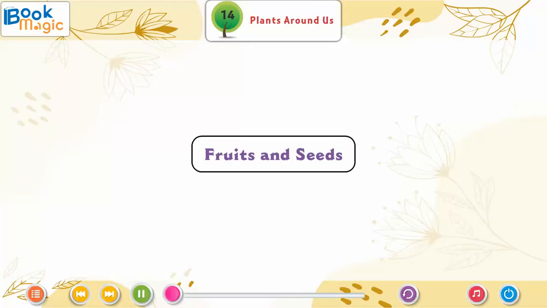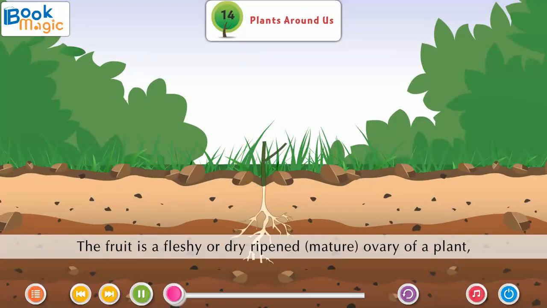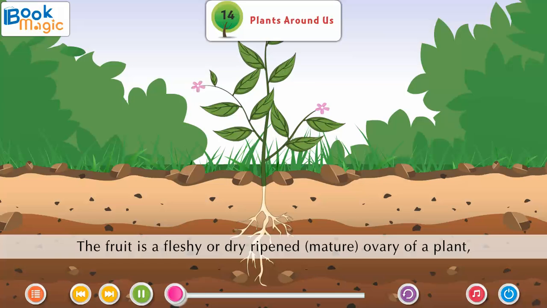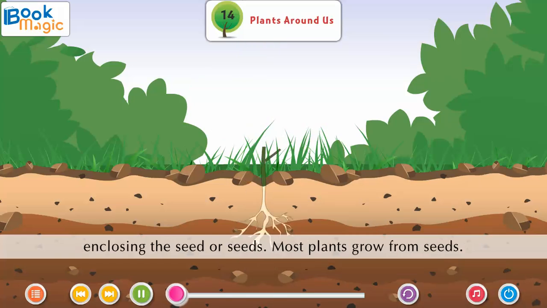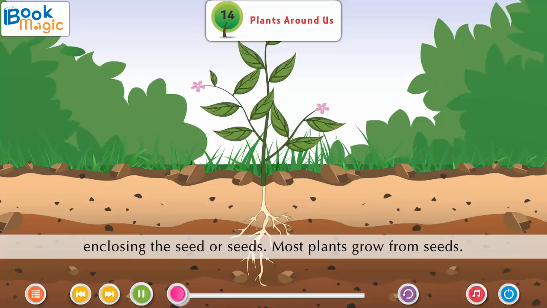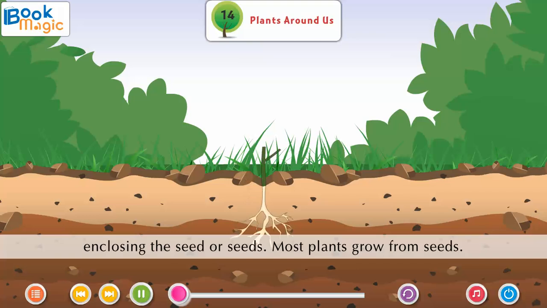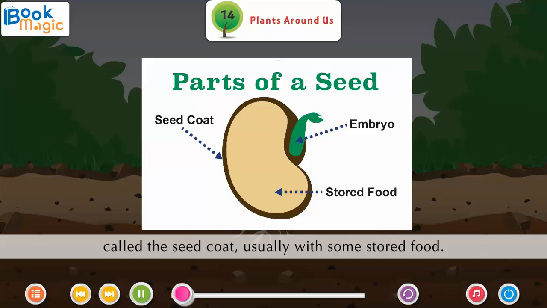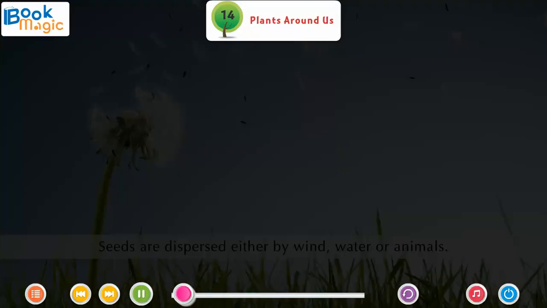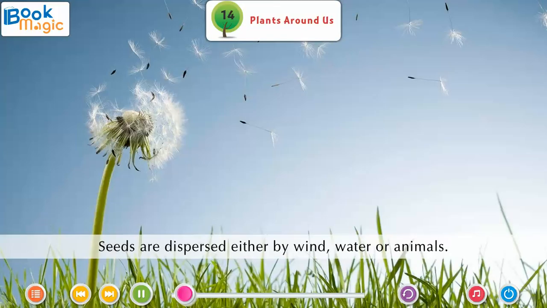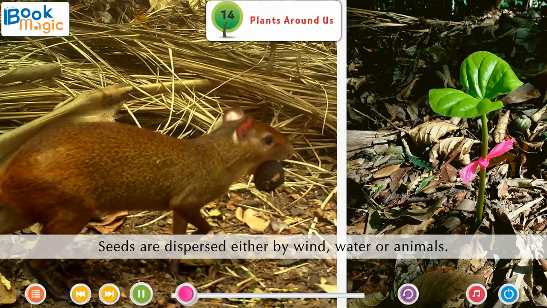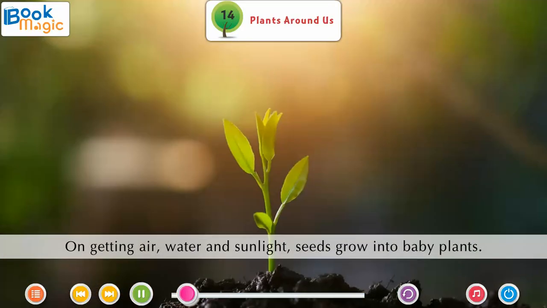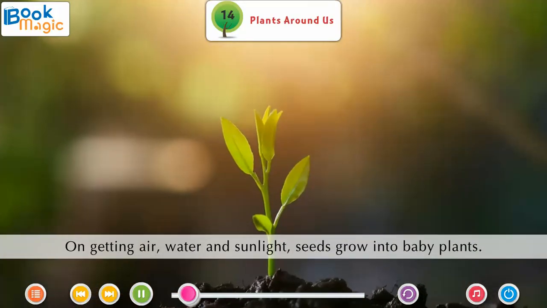Fruits and seeds. The fruit is a fleshy or dry, ripened, mature ovary of a plant, enclosing the seed or seeds. Most plants grow from seeds. A seed is a miniature plant with a protective outer covering called the seed coat, usually with some stored food. Seeds are dispersed either by wind, water, or animals. On getting air, water, and sunlight, seeds grow into baby plants.